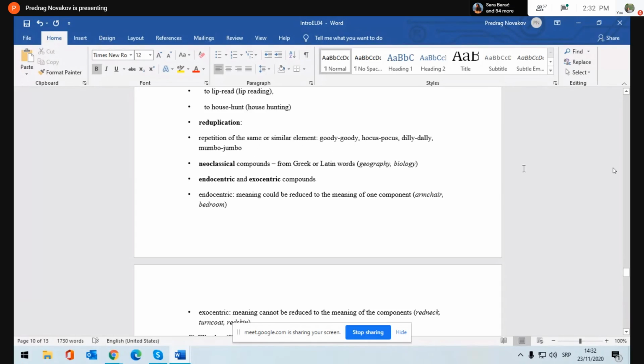So what is the meaning of goody goody? If a very small child says goody goody, it means what? It's usually related to food, okay? So it means it's very tasty, very nice, something, but small children usually say this, goody goody, okay? Hocus pocus, you know what it means. What is the meaning of dilly dally? It usually means spending time not doing anything in particular.